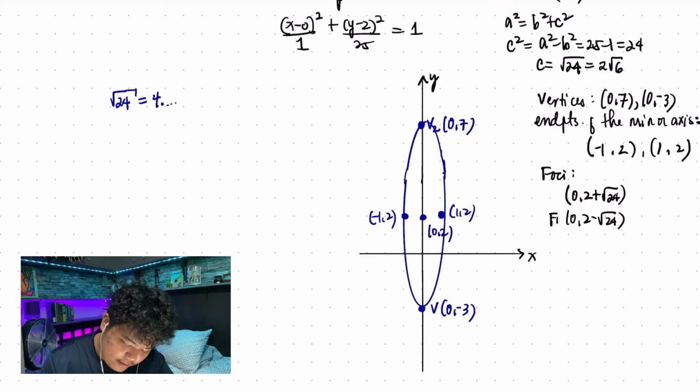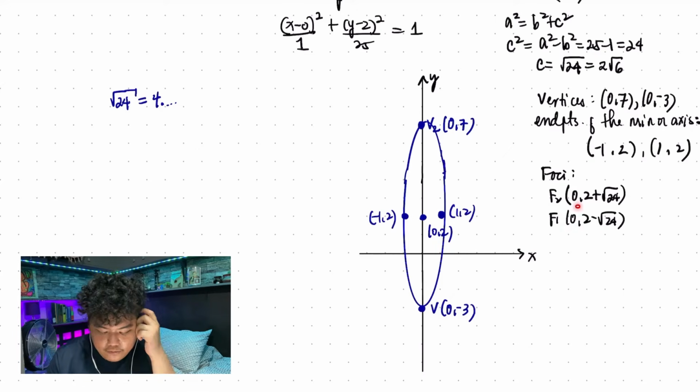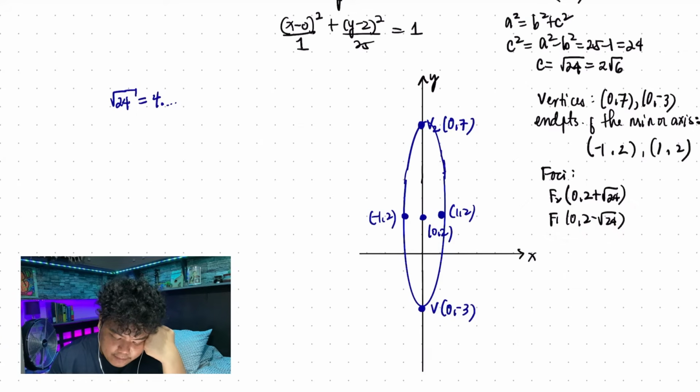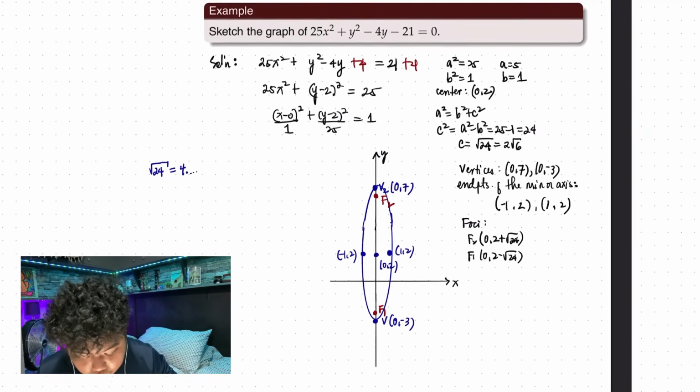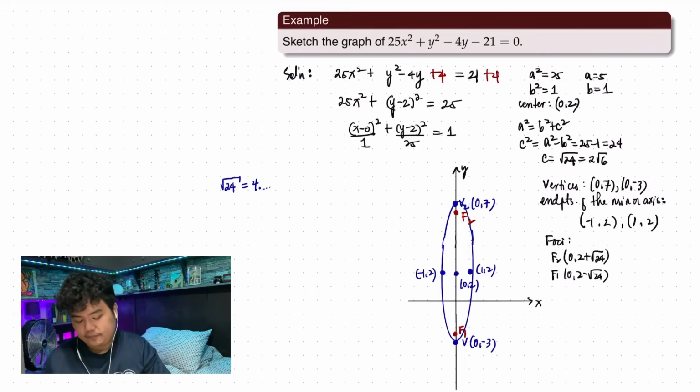Tawagin natin sa pangalang F1, F2. So, si F1, so 2 minus 4 point something is negative 2 point something. So, somewhere nandito yung isang focus. Tawagin natin sa pangalang F1. And si F2, 2 plus 4 point something, that is 6 point something. Somewhere andyan si F2. Okay, so yan yung sketch nung graph niya at yung mga hinihinging mga impormasyon sa kanya.